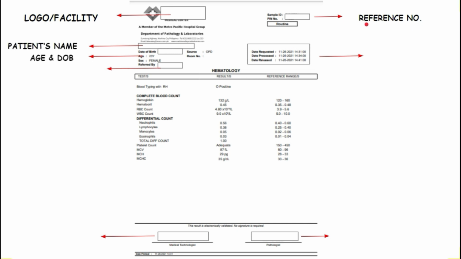And the next po natin, of course, very important, yung ating mga patient's information like complete name, age and date of birth, and then minsan pati po yung gender, it should be clearly indicated.